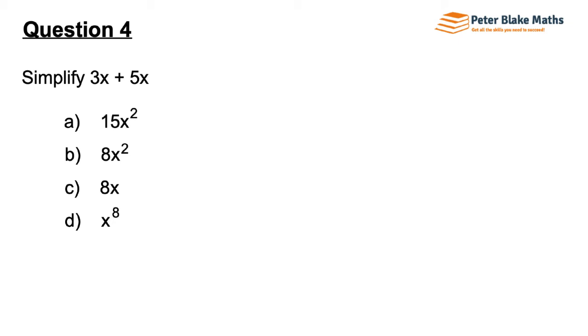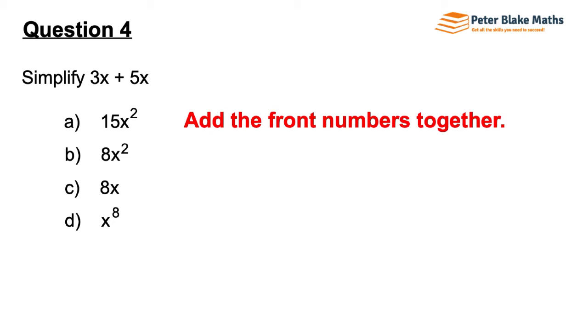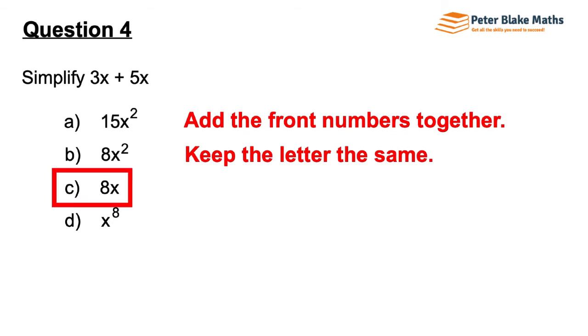Question 4. Simplify 3x plus 5x. We add the front numbers together to make 8. 3 plus 5 is 8. And we keep the letter the same when we're adding algebra terms. So our final answer is 8x.